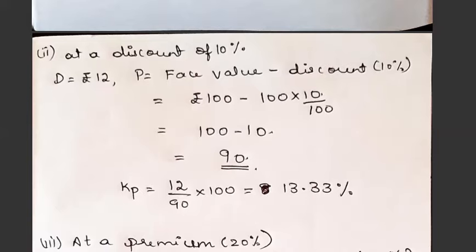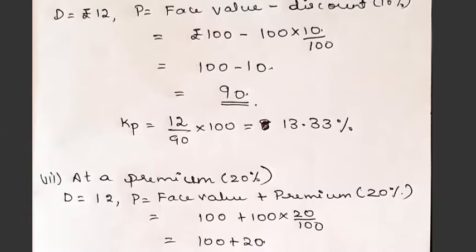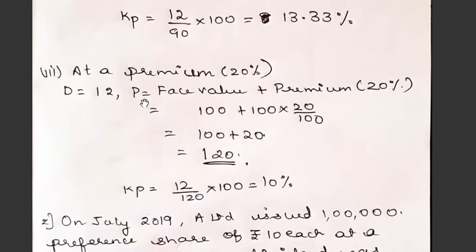Now next, at a premium, when it is a premium of 20%. Okay, so here dividend will be the same, 12 rupees. Face value, you have to add the premium to the face value. That is, P is equal to net proceeds. Now net proceeds will be face value plus premium because it is issued at a premium. So plus premium 20%. So 100 into 20%, 100 plus 20 is equal to 120. So the formula is 12 divided by 120 into 100, it is 10%.